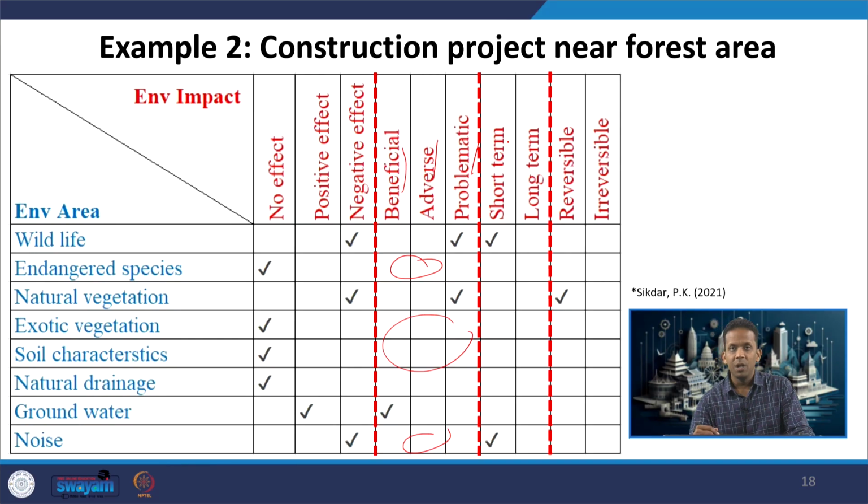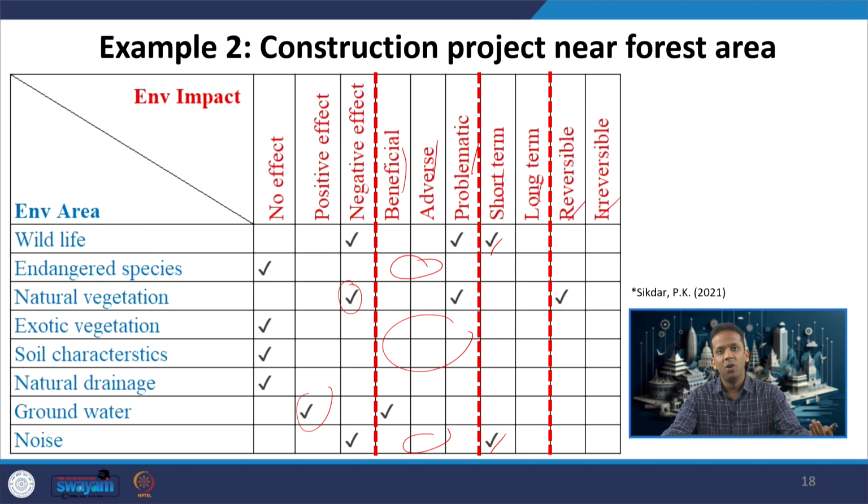Similarly, in terms of duration, whether those impacts are short term or long term. Wherever it is possible to measure, like wildlife, it is short term; noise is short term, there won't be any long term noise or sound pollution. But for the other two, natural vegetation and groundwater, the team was unable to identify or visualize whether the impact would be short term or long term, so it's left blank.